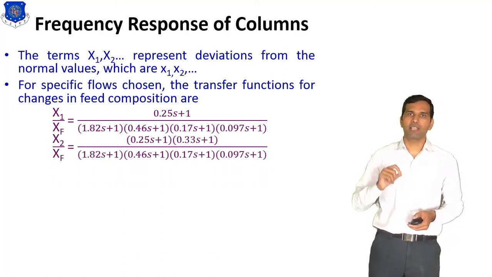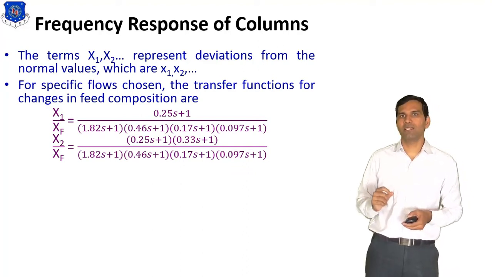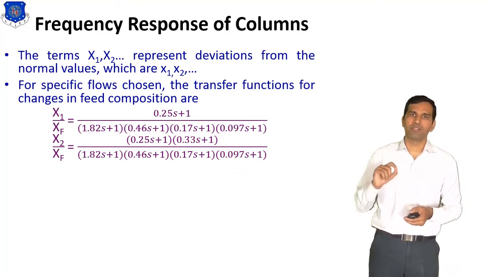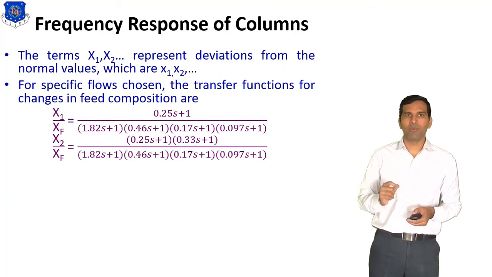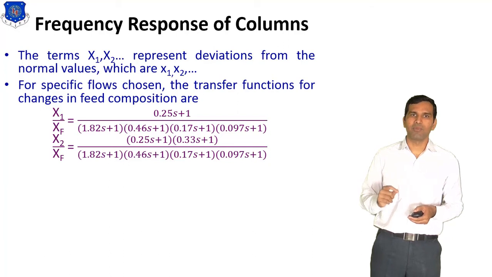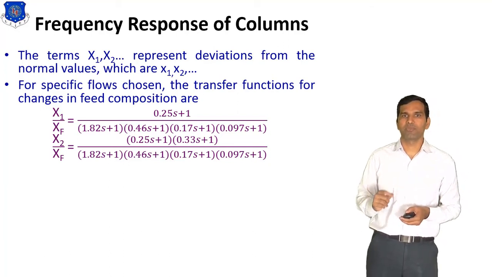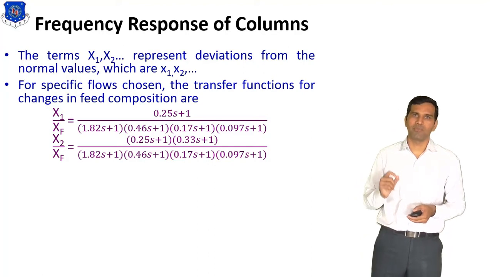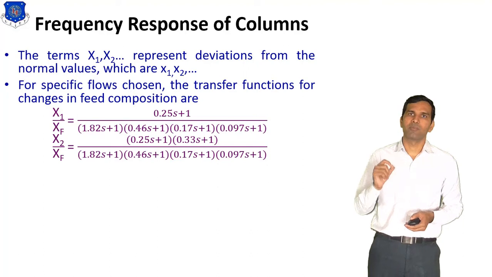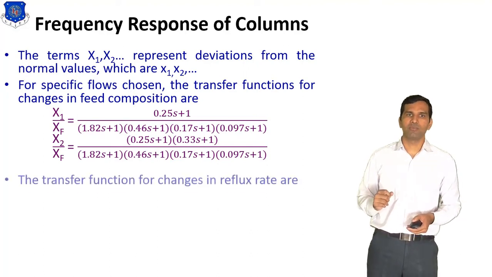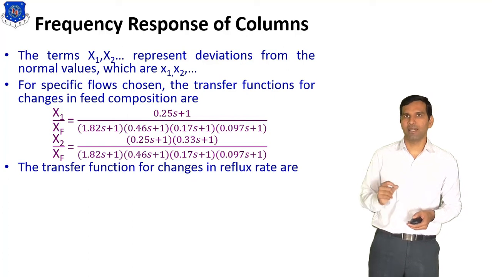Same as for the X2 by Xf, we can write (0.25s plus 1)(0.33s plus 1) upon (1.82s plus 1)(0.46s plus 1)(0.17s plus 1)(0.097s plus 1). Same as, we can write the transfer function for the change in reflux rate.